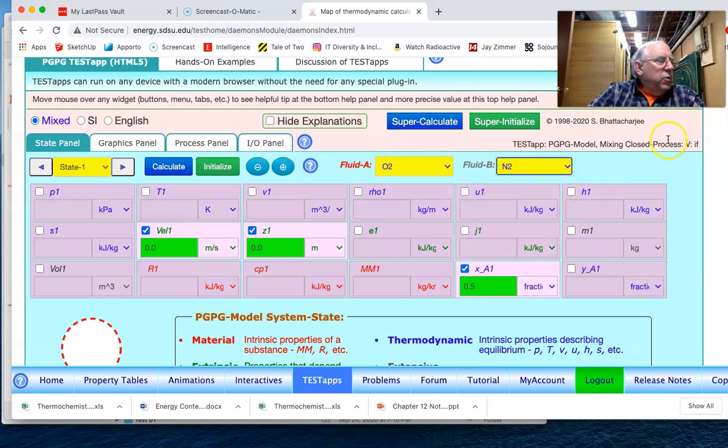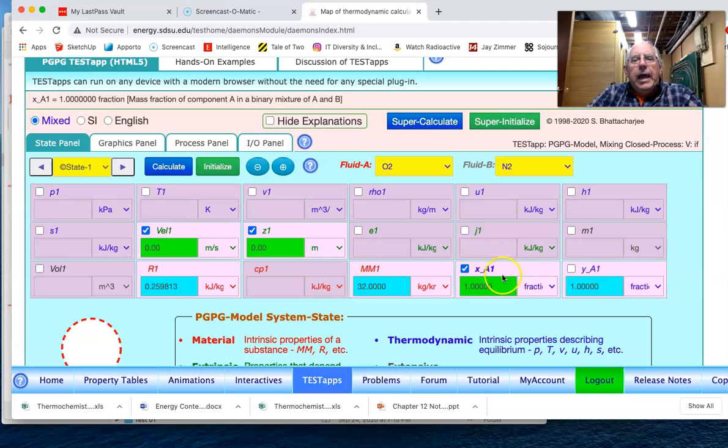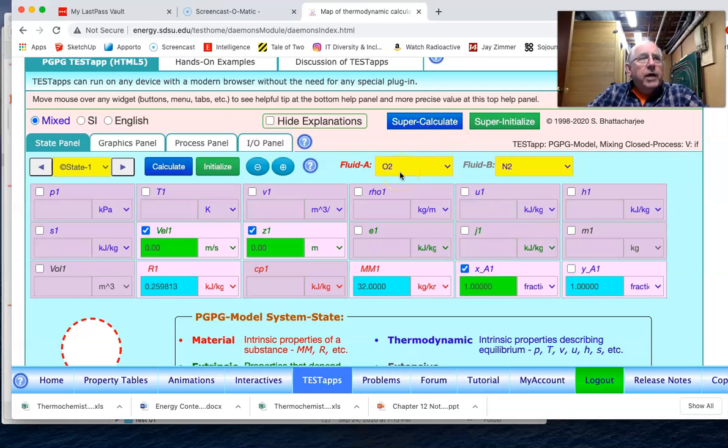Just like we did on the 4th problem, because we think of this as a binary mixture, if we start with state 1, on the mass fraction we want to say the mass fraction of state 1 is all A and no B. We do that by selecting 1 as the mass fraction associated with oxygen.